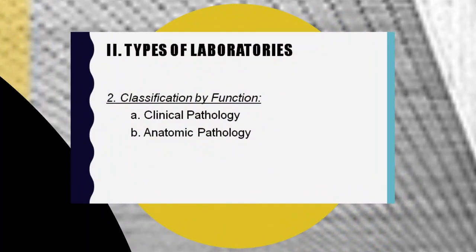Number two classification is by function. These can be either clinical pathology or anatomic pathology. Clinical pathology includes examinations in clinical chemistry, hematology, immunohematology, microbiology, immunology, clinical microscopy, endocrinology, molecular biology, cytogenetics, toxicology, and therapeutic drug monitoring. While anatomic pathology involves surgical pathology, immunohistopathology, cytology, autopsy, forensic pathology, and molecular pathology.